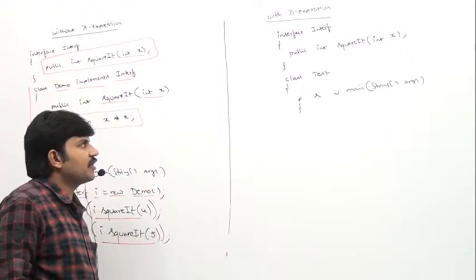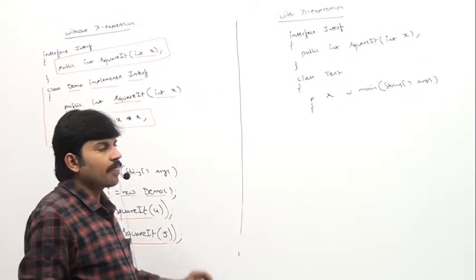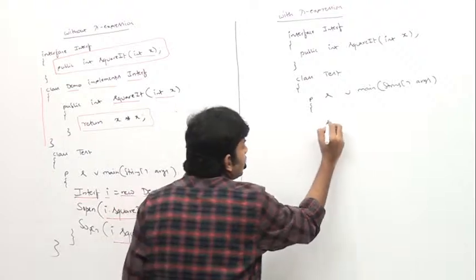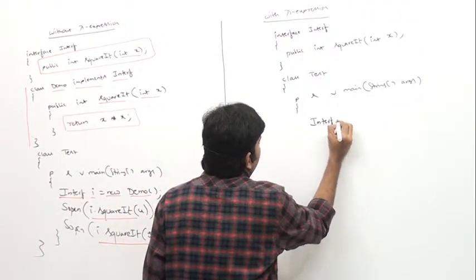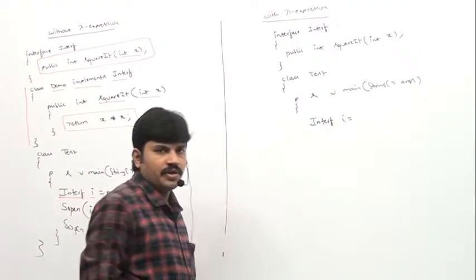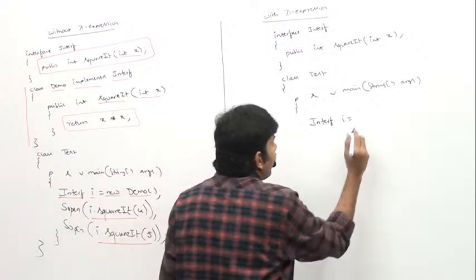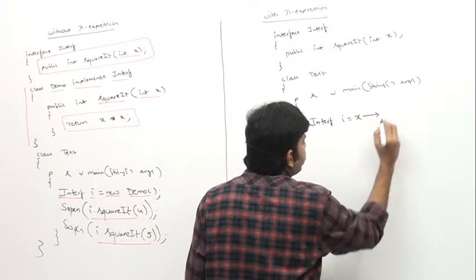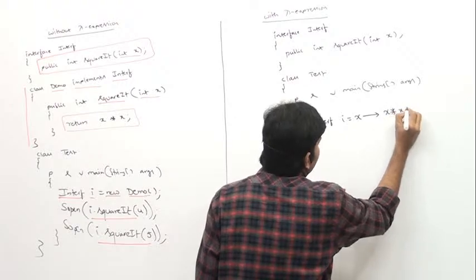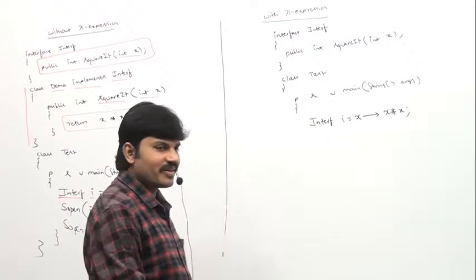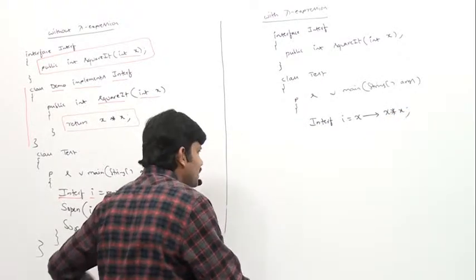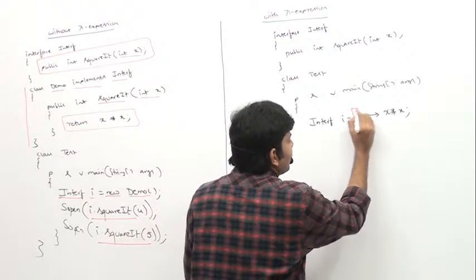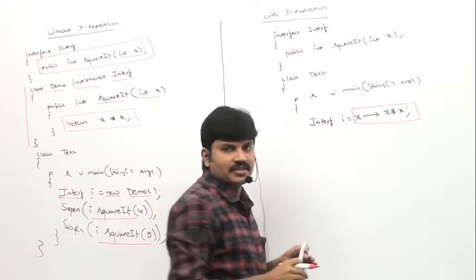Are you getting? public static void main(String[] args). Now my target is Interf I is equal to... have you observed right here? x gives x into x. Observe how easy the lambda expression is. x gives x into x.